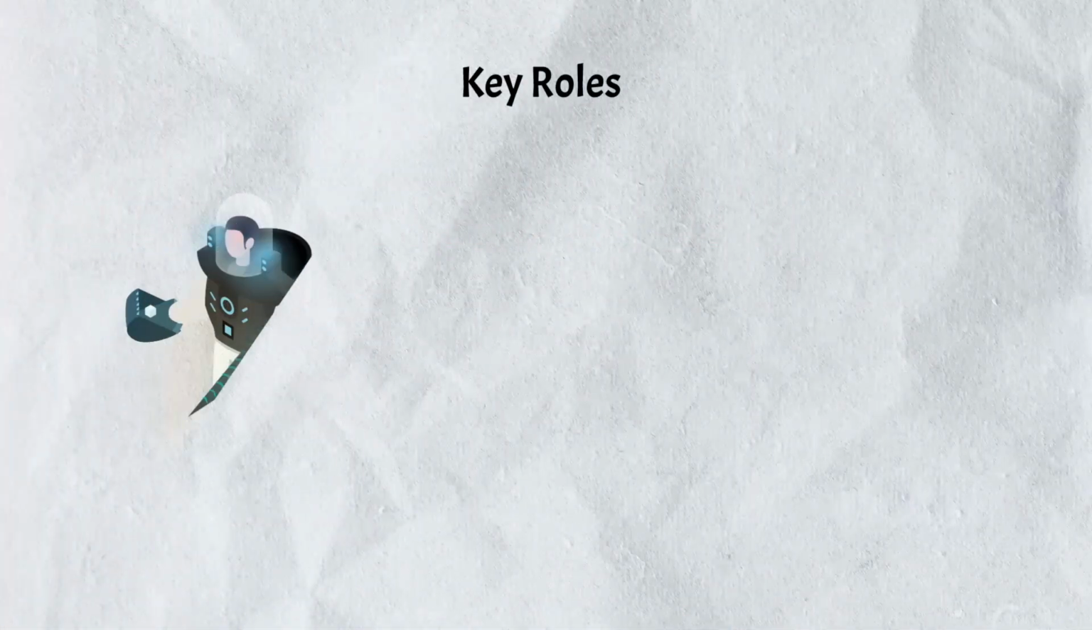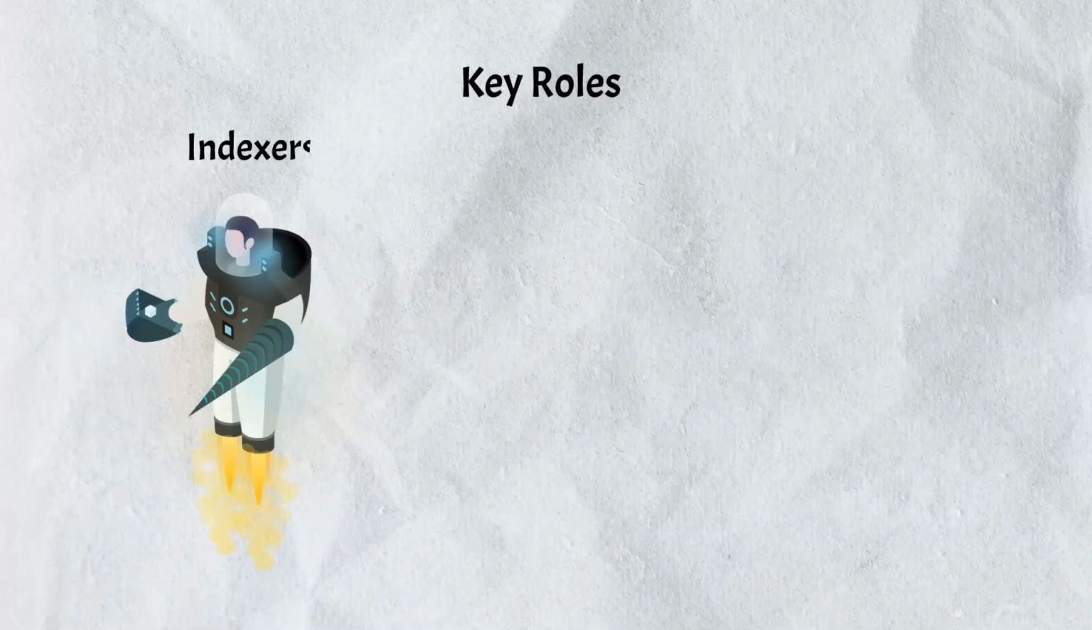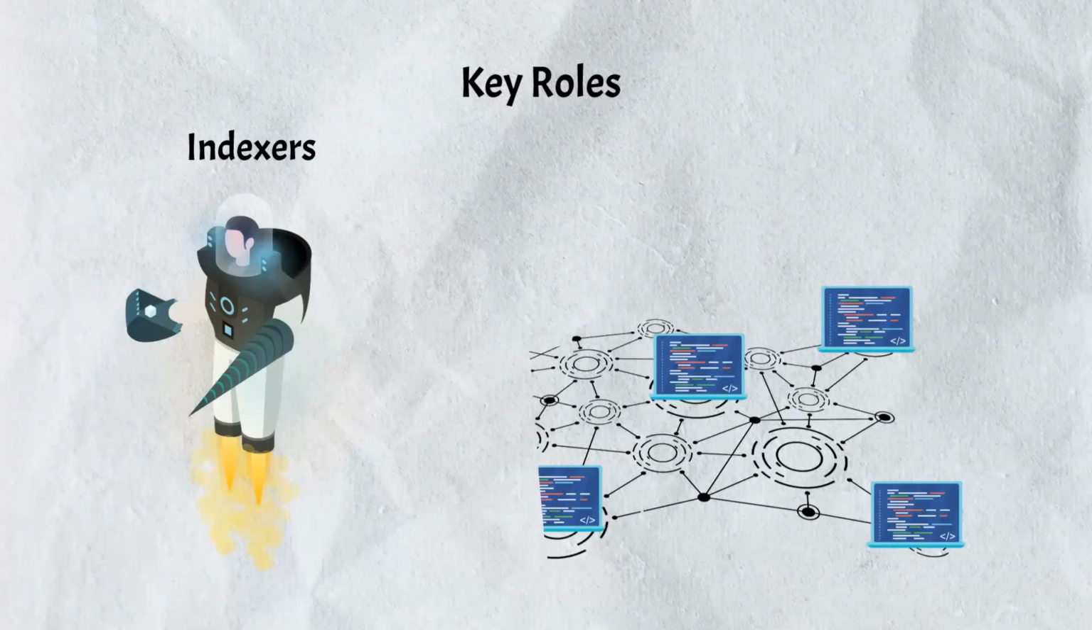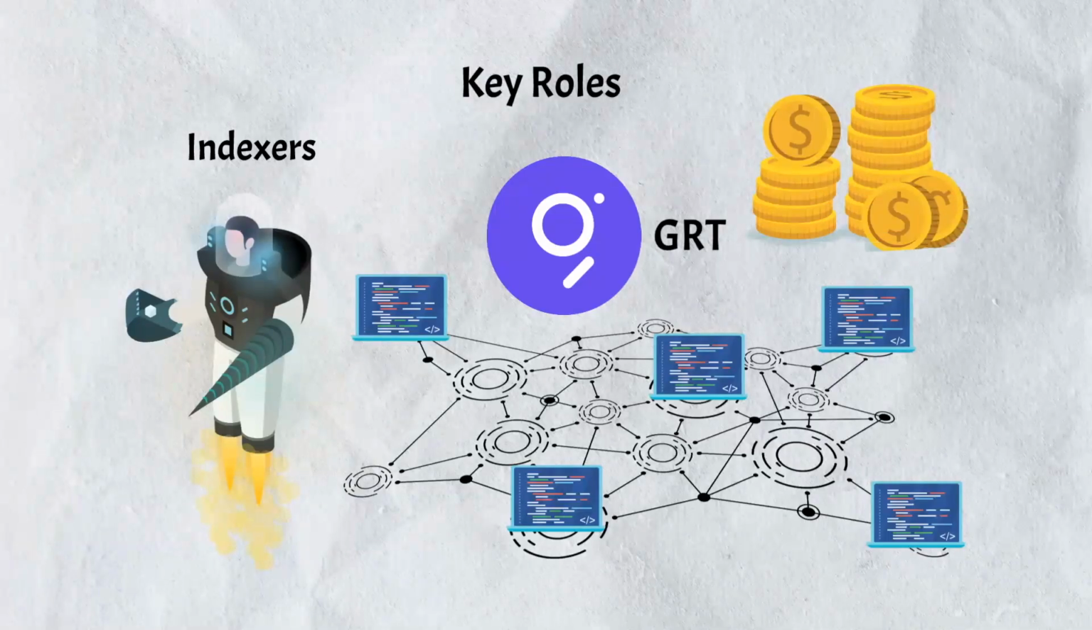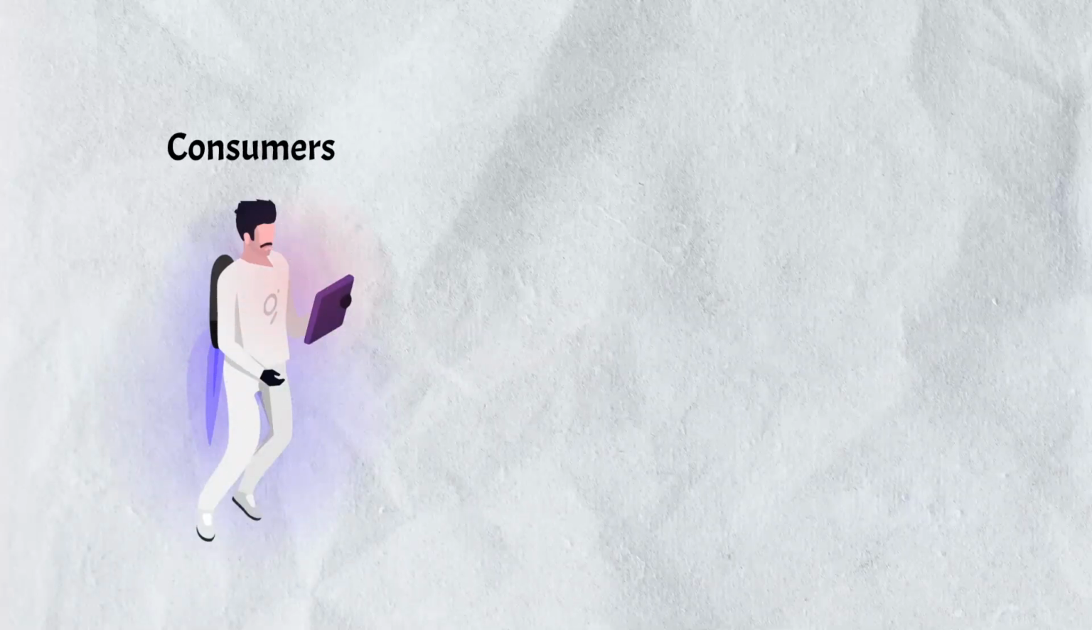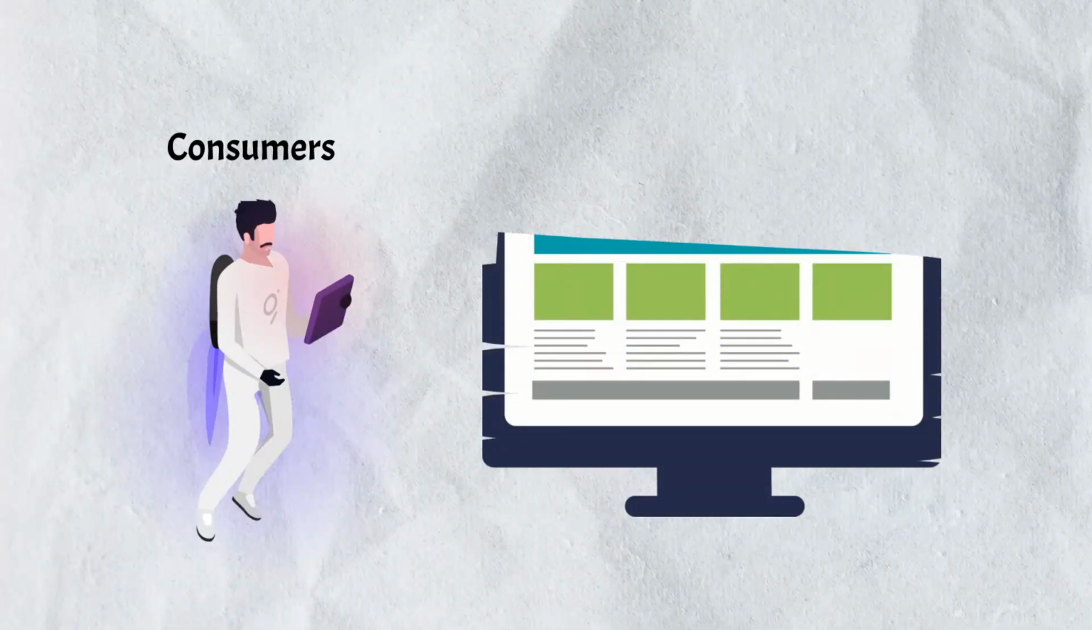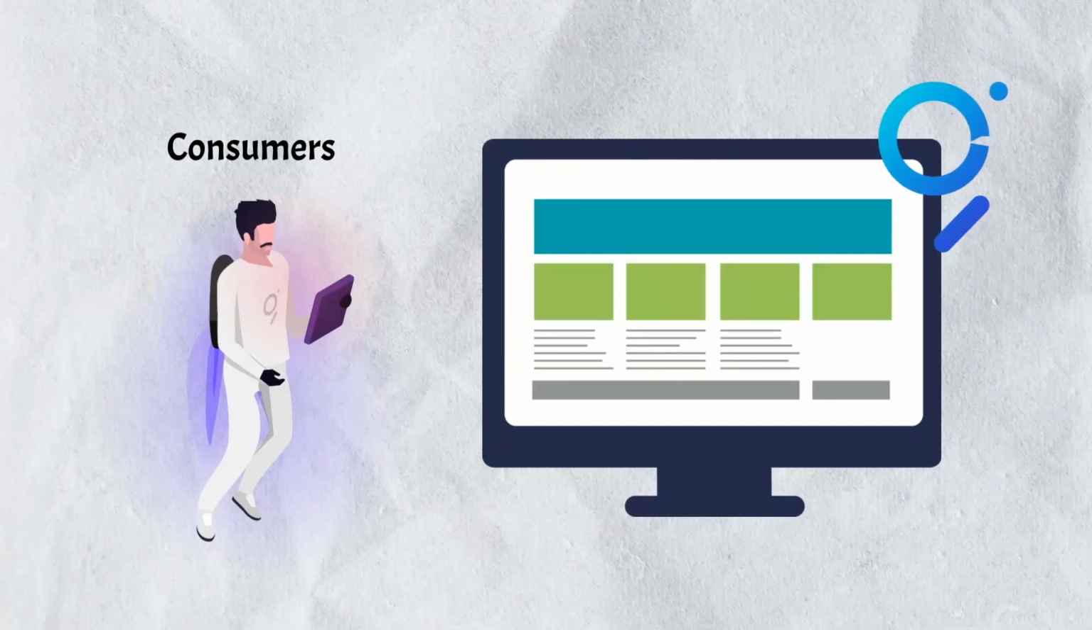It's also important to understand the key roles of the Graph network, beginning with the indexers. Indexers are node operators in the network that provide indexing and query processing services by staking Graph tokens. For their services, indexers can earn query fees and indexing rewards. Consumers are end users that pay indexers for their services of providing data from subgraphs. Consumers can be web services or any other software connected to the Graph.